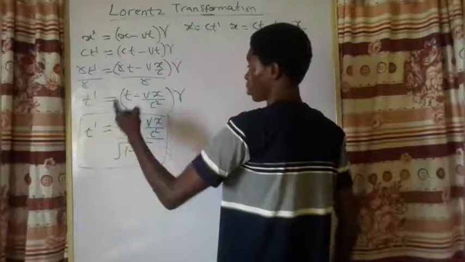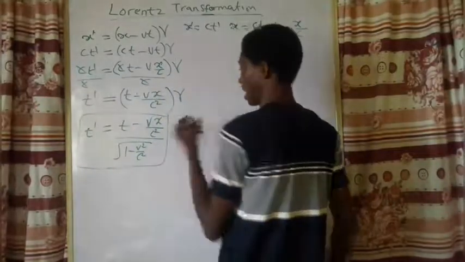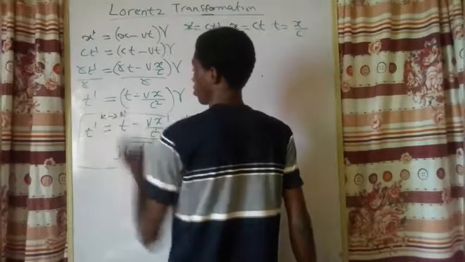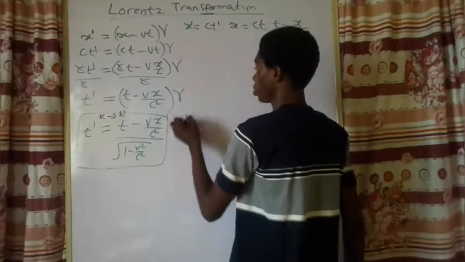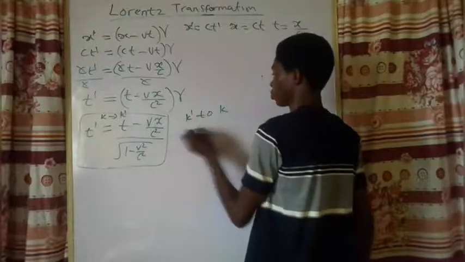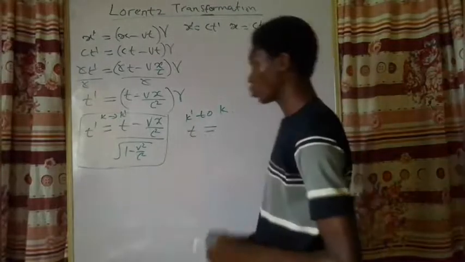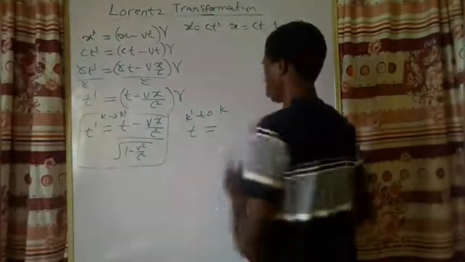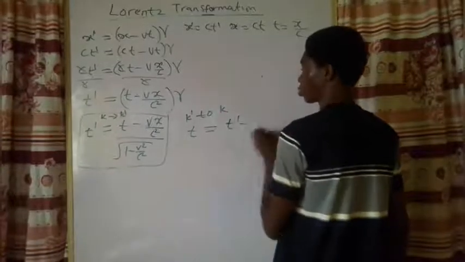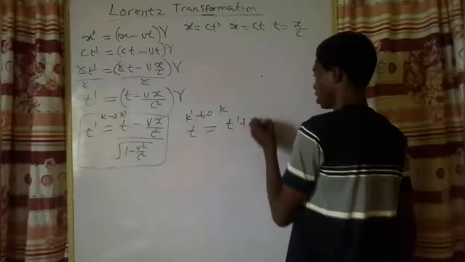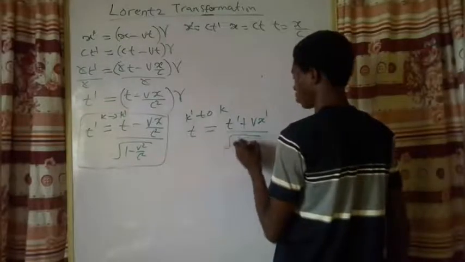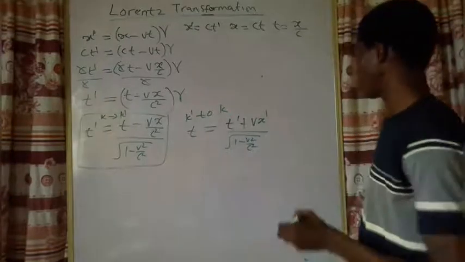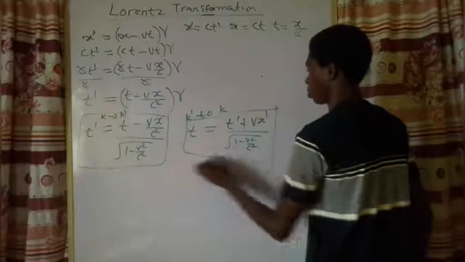Now, this is going to come from K prime to K. Like I told you, this one is from K to K prime. Now from K prime to K, you want to express t in terms of the others. All you need to do is change this sign. But this x here is going to be x prime. So it's going to be t prime plus vx prime over the root of 1 minus v squared over c squared. I will leave you to figure out how this is done, but it's just very simple, the same way we have done it. So this is how to do that.